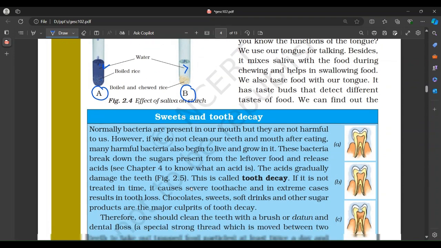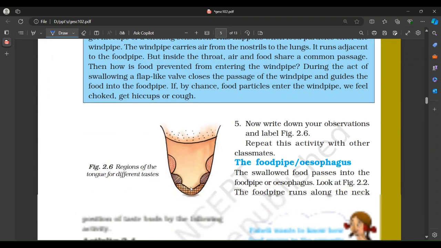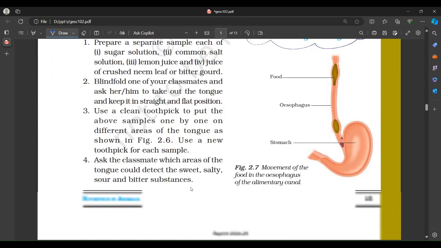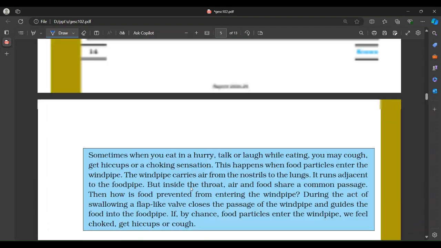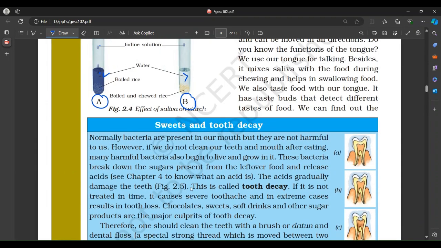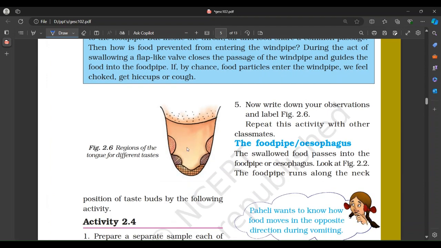We can find out here also the regions of the tongue for different tastes. These are the regions of the tongue, different regions. Here you feel different tastes. Here also you feel the same taste. Here and here and here. This is the front part of the tongue.